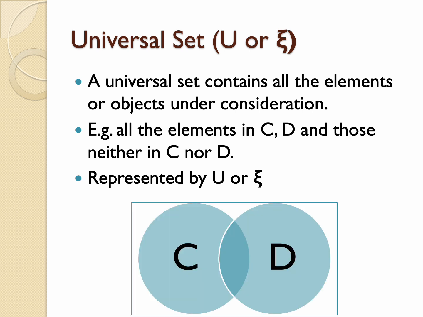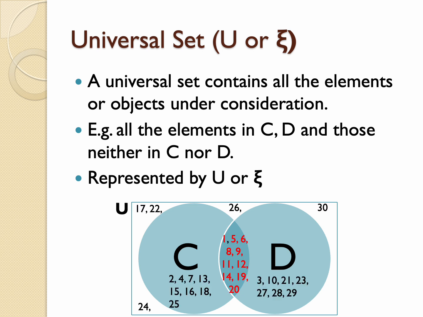This situation is visualized in this Venn diagram. Clearly, we can see that everything in C, D, everything that's common, and everything that doesn't belong to any of them all belongs to the universal set U, which is represented by U here. So it's really easy. All the elements that appear anywhere collectively, they belong to the universal set.